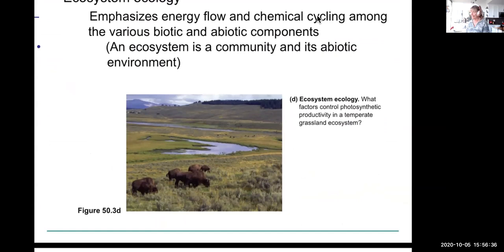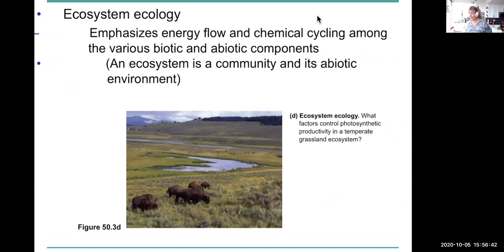Ecosystem ecology emphasizes energy flow and chemical cycling on a larger scale. So we're looking at ecosystems, not only biotic, which is what we did in community ecology, but also the abiotic components that affect them. So it's a community and its abiotic environment. We might ask a question like, which factors control photosynthetic productivity in a temperate grassland ecosystem? And productivity is the reproduction and growth of any kind of organism that lives in an area.